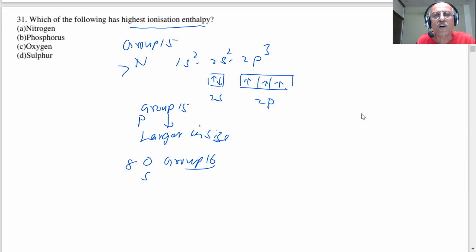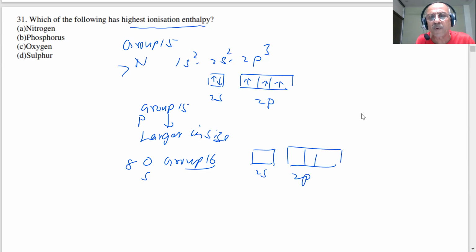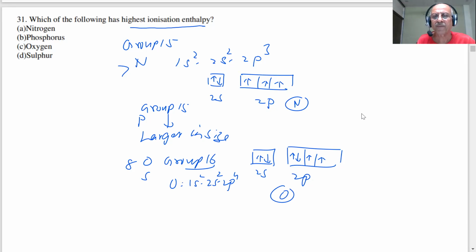And if I consider oxygen, then what is the oxygen, student? Oxygen is 2s and 2p. How much oxygen? Oxygen is 1s2, 2s2, 2p4, atomic number 8. Then what is the story here? You have 1, 2, 3, 4. This is our oxygen. This is our nitrogen. Now what do you find here? This nitrogen has half filled, extra stable. Half filled is extra stable.